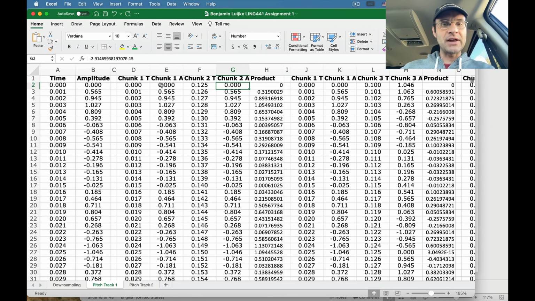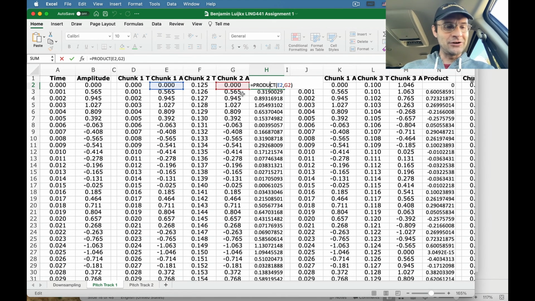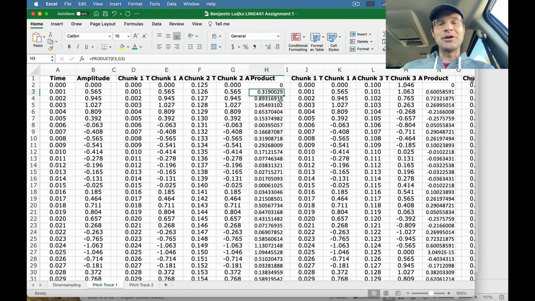So basically, these are the products. He's multiplying this value, maybe if I double click on this, yeah, he's multiplying this value by this value. In the first case, it is 0 for both, so it's boring. It just turns out to be 0. In this case, it becomes something more interesting: 0.565 times 0.565 equals 0.319.